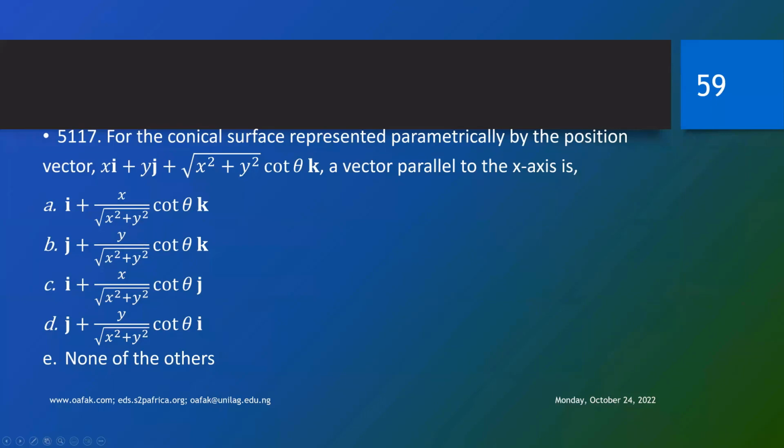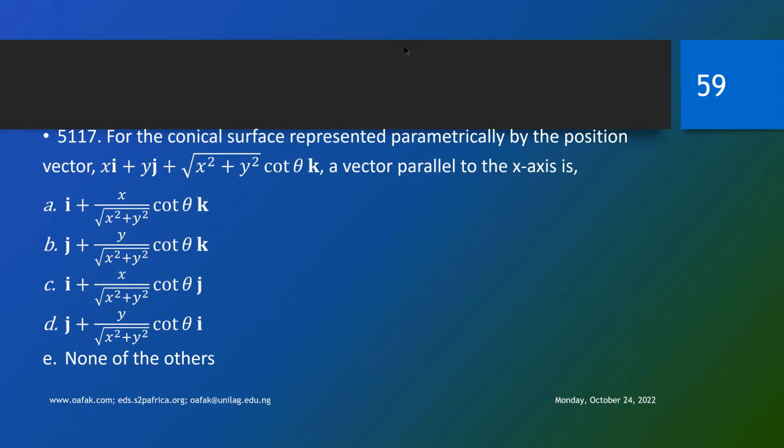5117. For the conical surface represented parametrically by the position vector x i plus y j plus the square root of x squared plus y squared cot theta k, a vector parallel to the x-axis is... How do you get the vector parallel to the x-axis in 5117? You know the position vector here is a function of x and y. How do you now get the vector parallel to the x-axis?